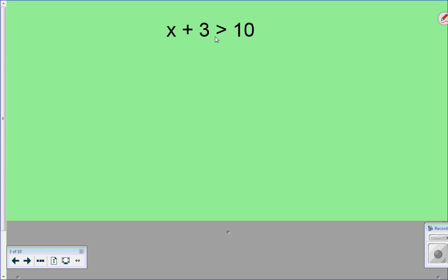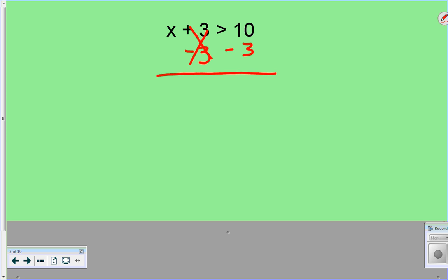Oh, there could be tons of different numbers. Okay, so let's solve it, shall we? So what would I do to get x by itself on that side? What do I got to do to that 3? Yep, we're going to subtract it, just like what we did when we solved equations. It's the exact same thing. Now, if I did that on that side, what do I got to do to the other side? Same thing.